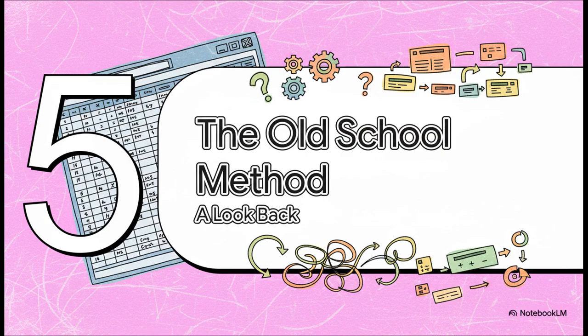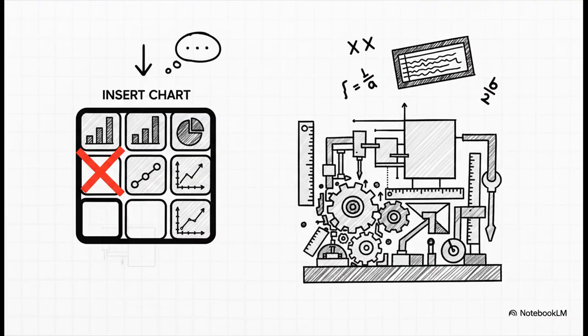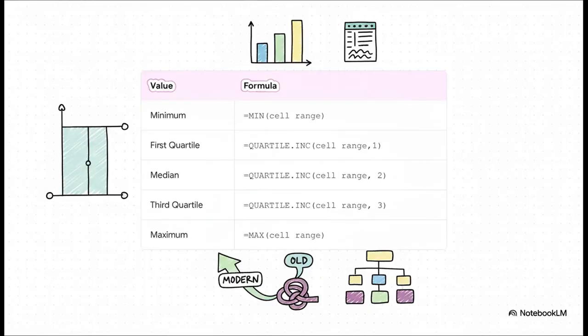Now, to really appreciate how awesome and easy this is today, let's take a quick trip back in time and see how we had to do this in older versions of Excel, like 2013 or 2016. Back then, there was no built-in button for a box and whisker plot. No way! You had to build the entire chart from scratch. And let me tell you, it involved a ton of calculations and some pretty clever chart tricks. First off, you had to manually calculate all 5 of those summary numbers yourself in a separate little table. You had to use formulas like min, max, and quartile.inc just to get the basic building blocks.